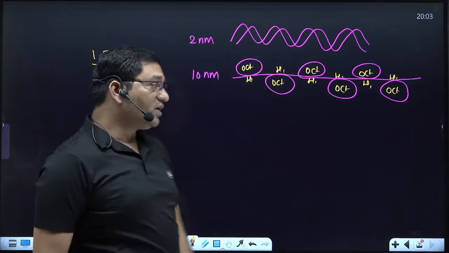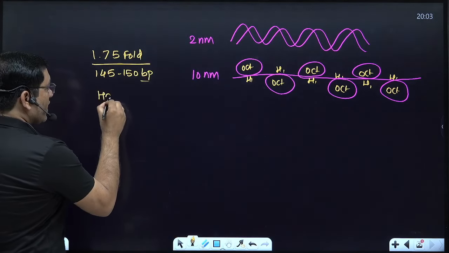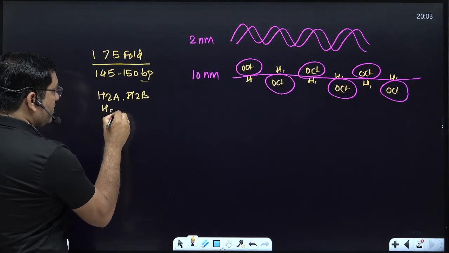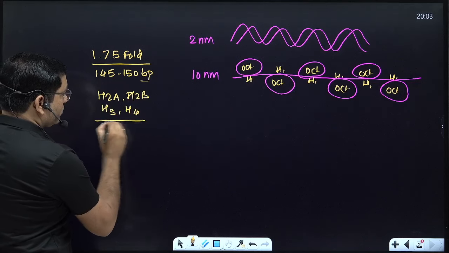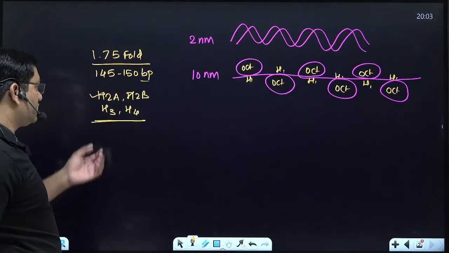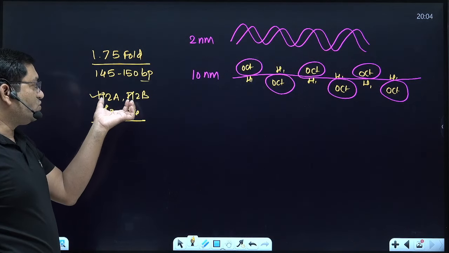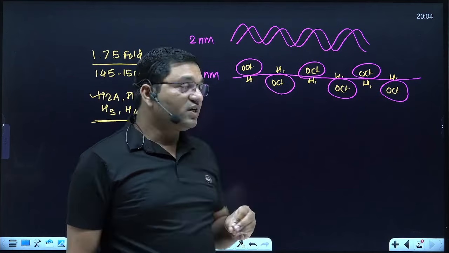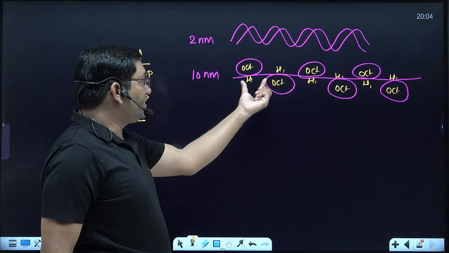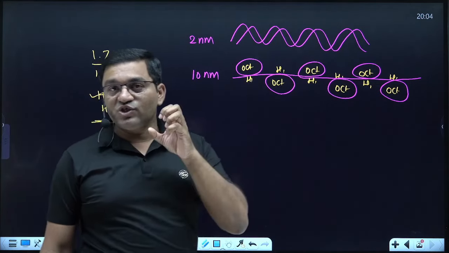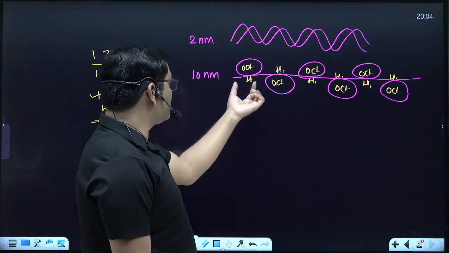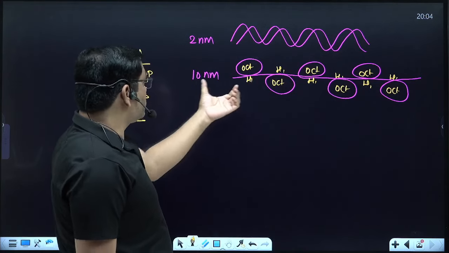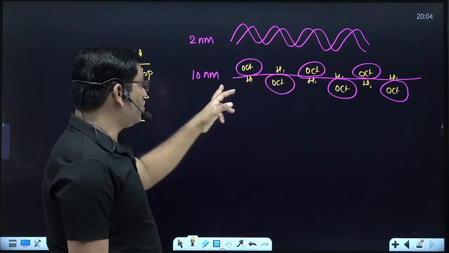And the histone octamer is made up of H2A, H2B, then H3, H4, repeated units: 2 units of H2A, 2 of H2B, 2 of H3, 2 of H4. So the histone octamer is connected with the linker DNA with the help of H1 histone protein. The linker DNA is near about 30 base pair in length. So this is known as bead on string appearance, 10 nanometer fibril.